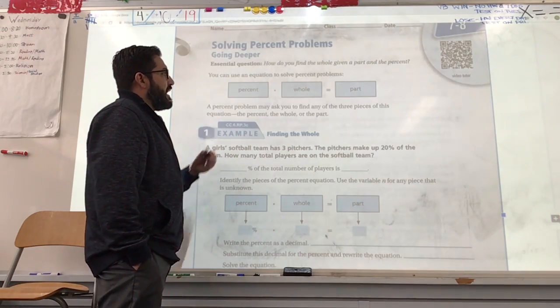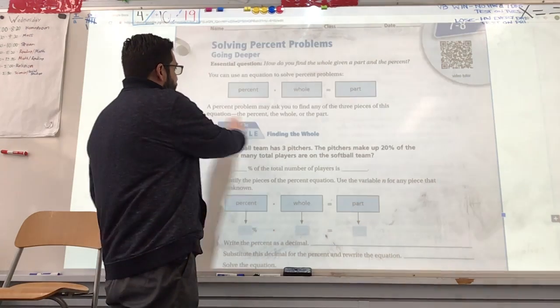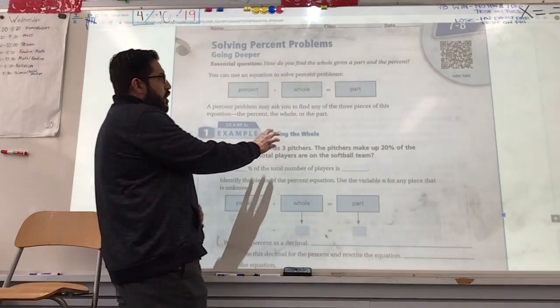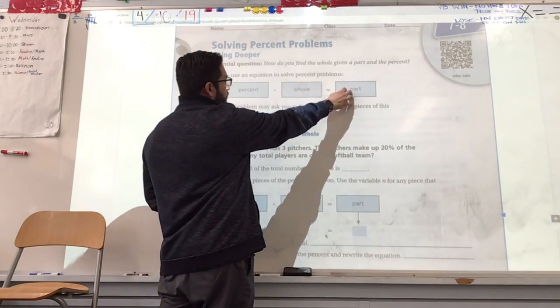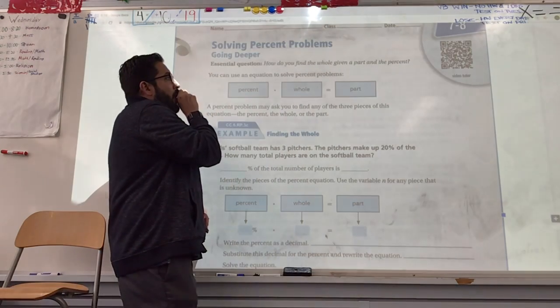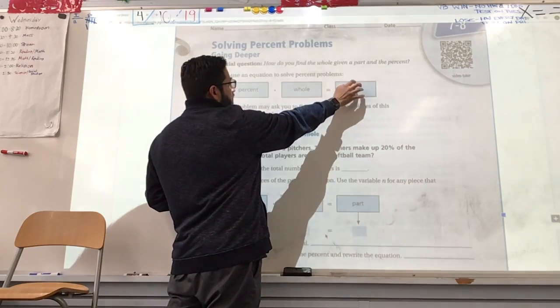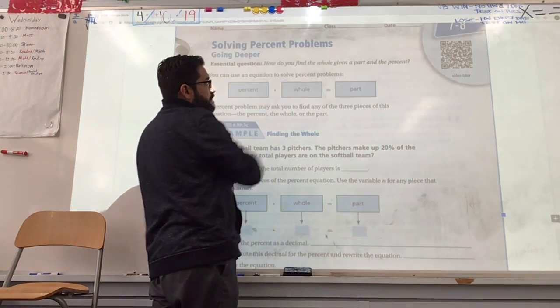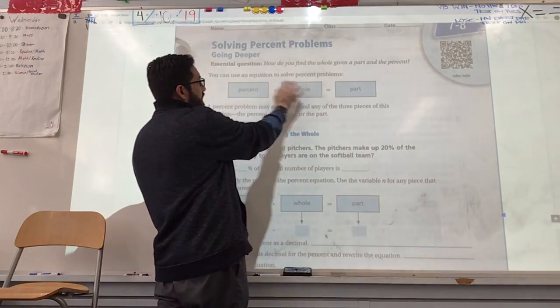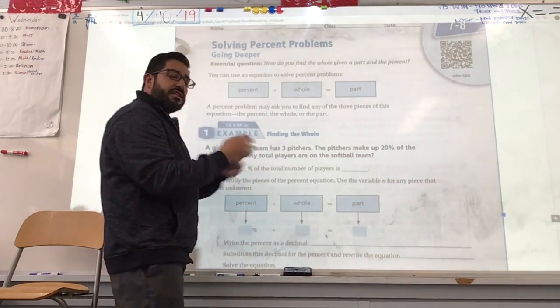A percent problem may ask you to find any of the three pieces of the equation. So they might give you the whole and the part, and then you have to find the percent. They might give you the part and the percent, and you have to find the whole. Or they might give you the percent and the whole, and then you have to find the part. So you just have to work backwards.